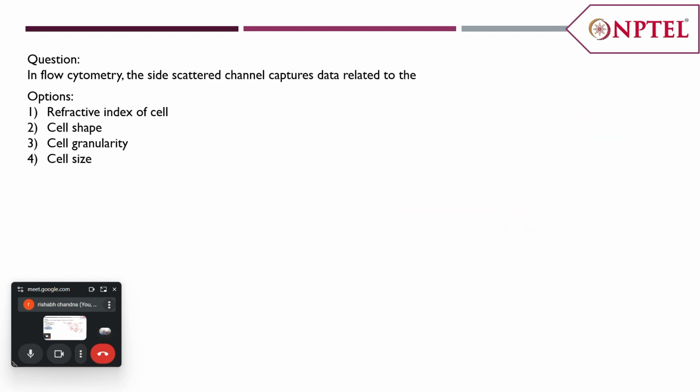Okay, so let's move on to the next question. In flow cytometry, the side scatter channel captures data related to the refractive index of the cell, cell shape, cell granularity, or cell size. What can be the correct answer?